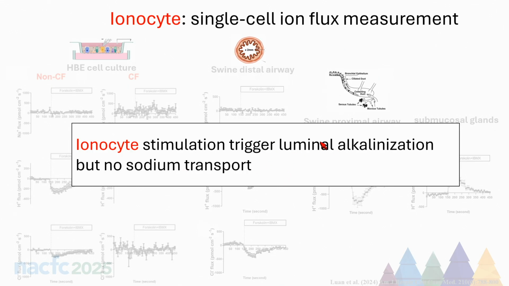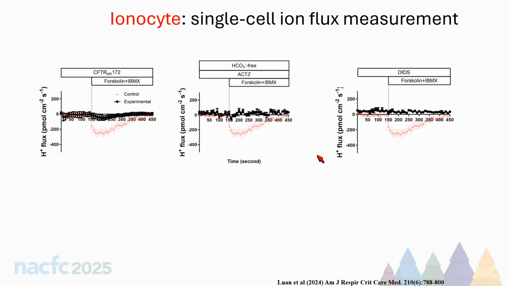They only produce an alkalinization of the lumen. And this alkalinization of the lumen is the result of bicarbonate transport. This is something we published a year ago. But we repeated it in pig tissue. If we block CFTR, or if we remove all the bicarbonate and block the carbonic anhydrase with acetazolamide, the effect of forskolin and IBMX is abolished. So in black here, we see the effect of the drugs, and in red, the control. So it is moving bicarbonate.